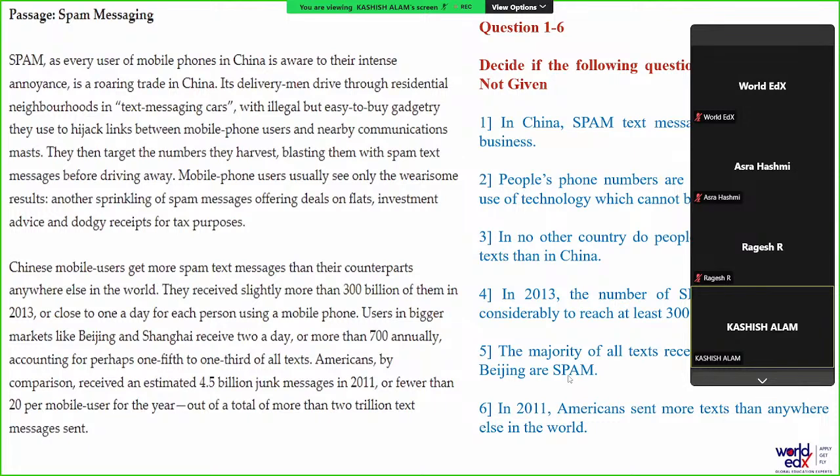Diving into the passage statement, it says users in bigger markets like Beijing and Shanghai receive 2 a day or more than 700 annually, accounting for perhaps 1/5 to 1/3 of all the text. Right. So here, what will be the answer? Can anyone tell me? Anyone?